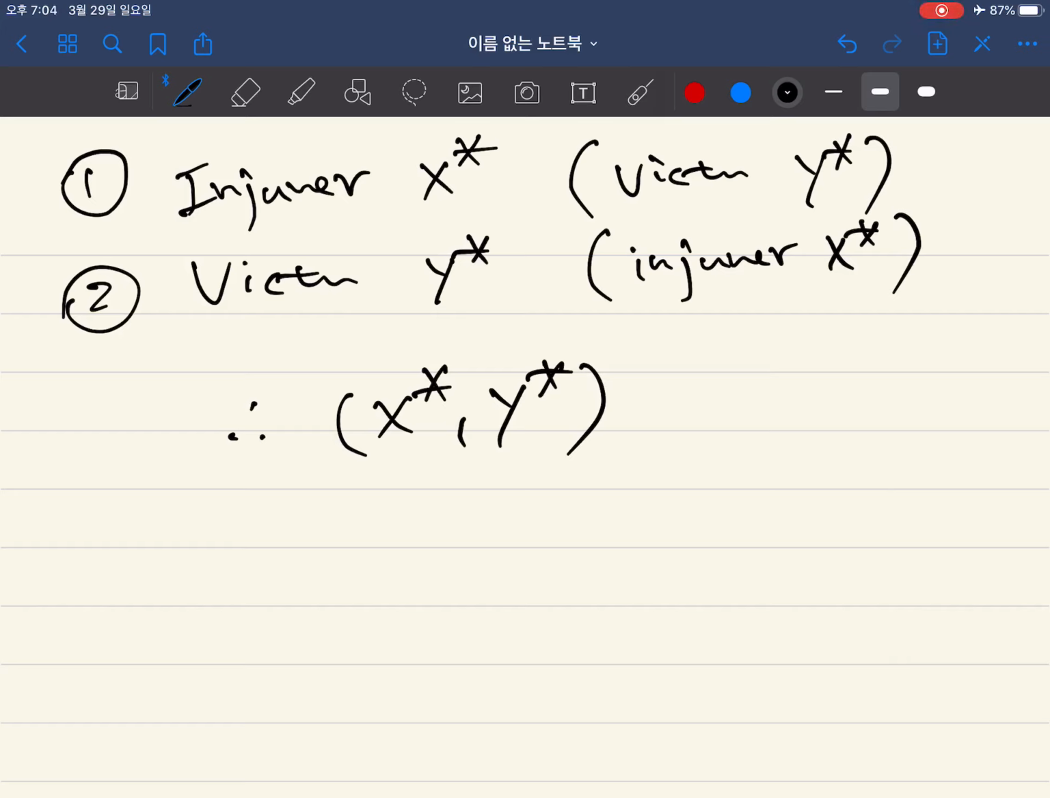Now let's think about negligence. So we saw strict liability doesn't work, but modified strict liability works. Under strict liability with a defense of contributory negligence, we can find X star, Y star is an equilibrium. And now let's see whether negligence works.